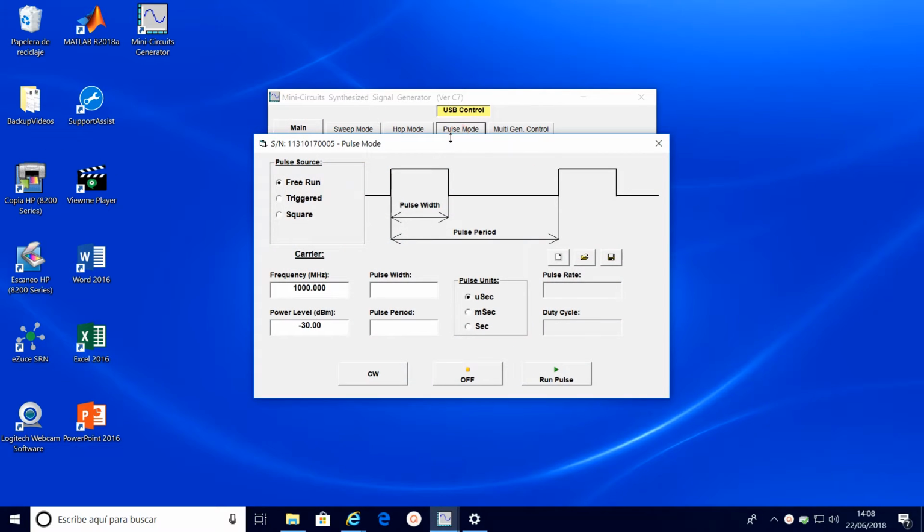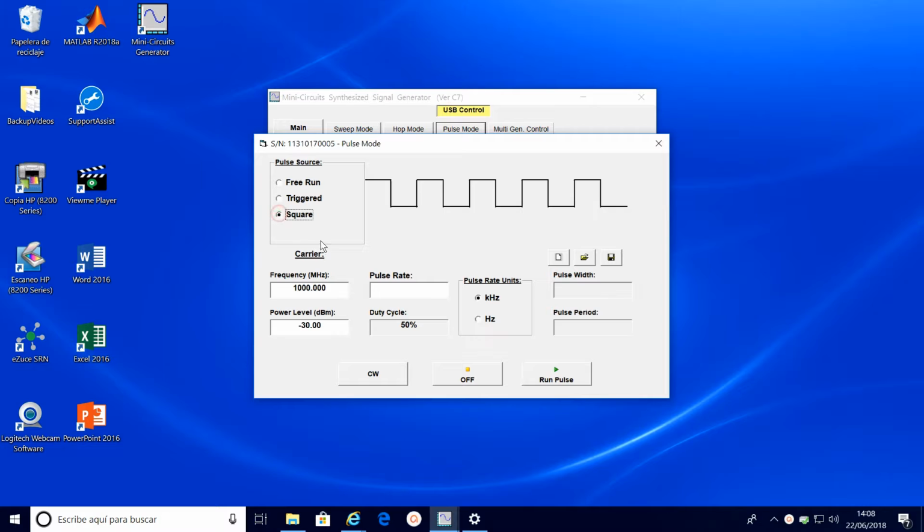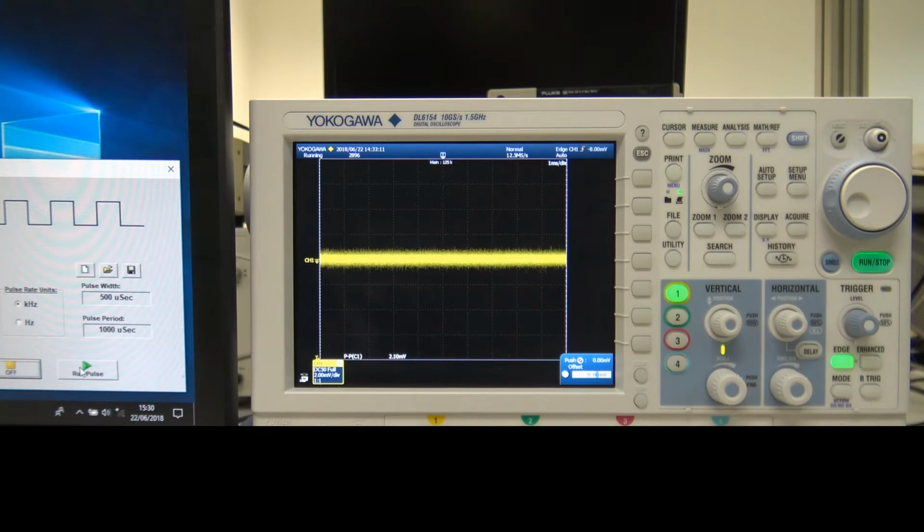So I go to the option Pulse Mode and specify a square. Our modulating frequency will be 1 kHz. I am going to use the minimum nominal power for the detector, which is minus 30 dBm. Let us see if our oscilloscope will be able to measure the resulting output power. I press Run Pulse and oof!